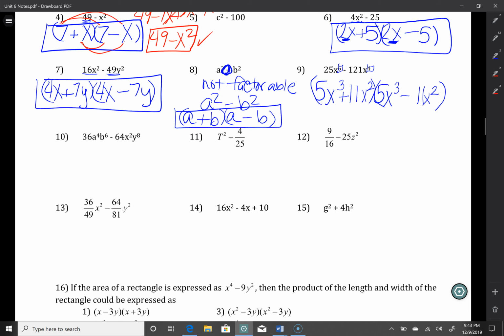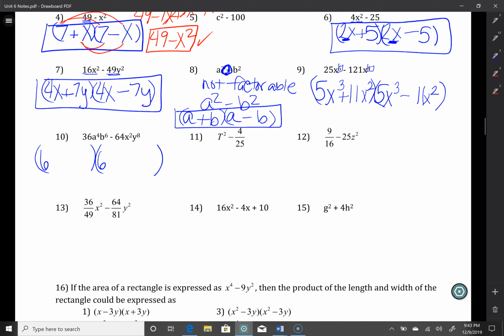All right, number 10. If I go right to my double bubbles, my two sets of factors, 36 a to the 4th b to the 6th. Don't get overwhelmed with how many terms or how many things we have to factor. Take it one step at a time. Split the 36. Remember, it has to be perfect squares. So 6 times 6 is 36.